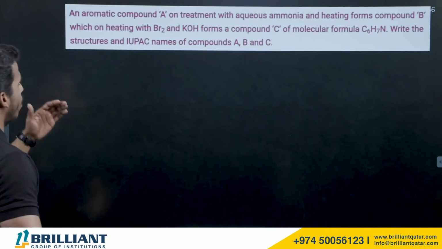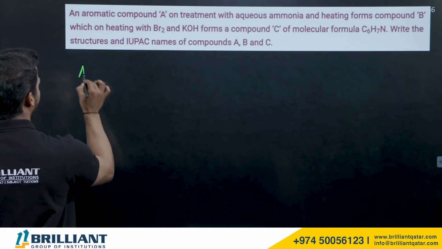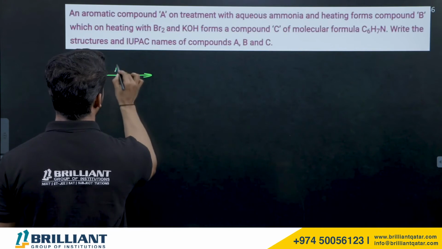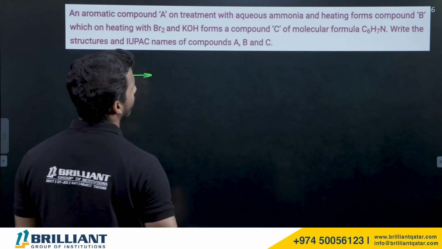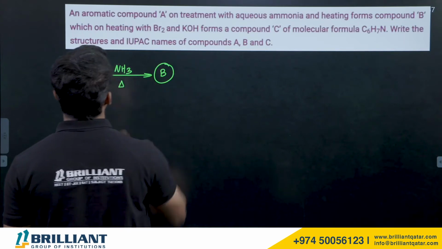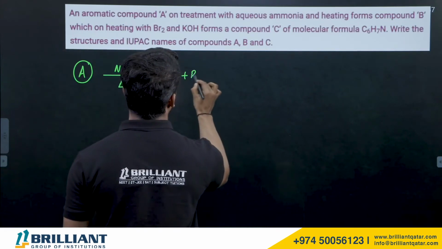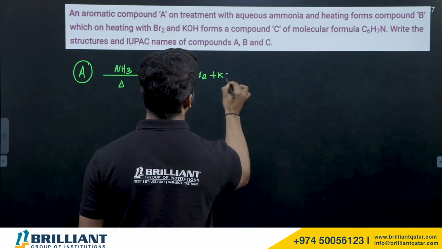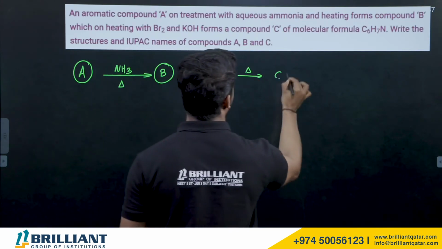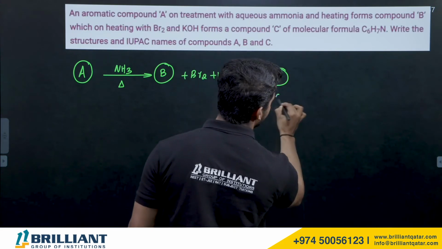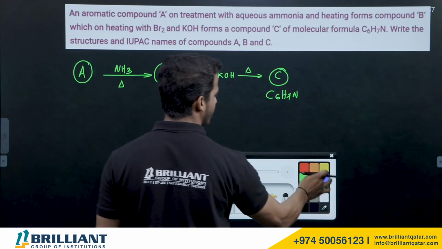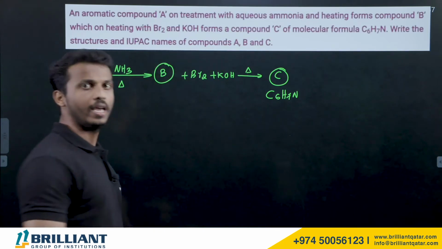An aromatic compound A, which on treatment with aqueous ammonia and heating forms a compound B, which on heating with bromine and KOH forms a compound C with the formula C6H7N. Write the structure and IUPAC name of the compounds A, B and C.